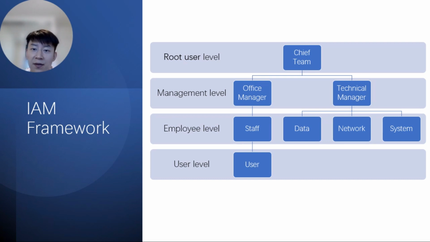After understanding the four types of IAM in AWS, we can set the personal permissions based on the company's management structure. Different roles have different levels of access to data. The top level is the root user. It will be the CEO. And the manager level is next. It's for the office manager or technical manager. And the staff belonging to the office manager is the next level. And the data, network, and system support will belong to the technical manager. And the bottom level is the user. It's only read access for the data.